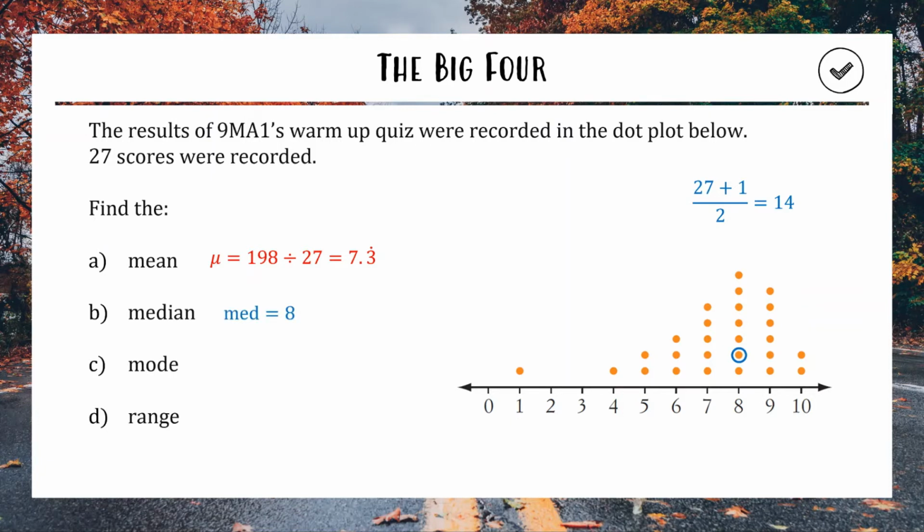And for C, we've got the mode, which is the score that has the highest frequency. We can see that the 8 is the most popular, so our mode is also 8.